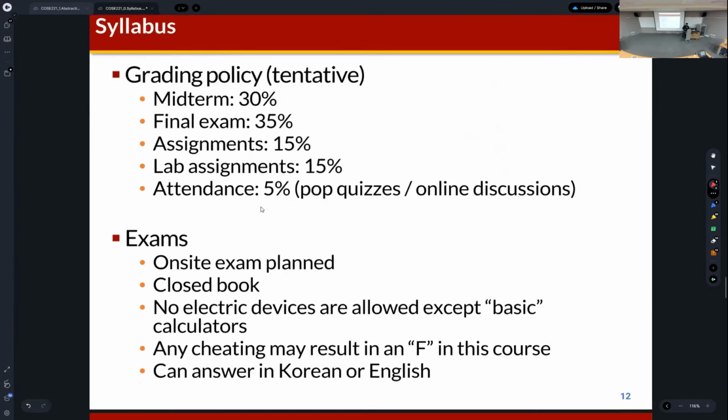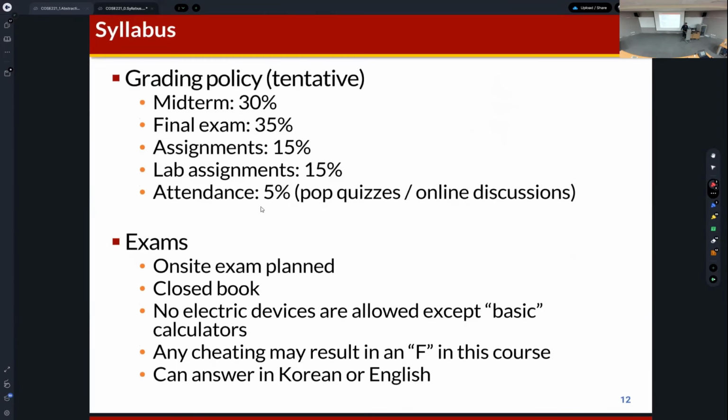There's logistics, and then it's a penalty grading policy. It's just a penalty policy. Okay. So we will have a midterm, a final exam, and assignments, and lab assignment means the design assignment using system variable.